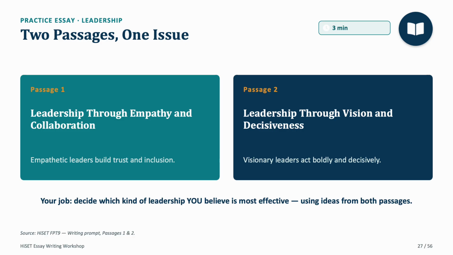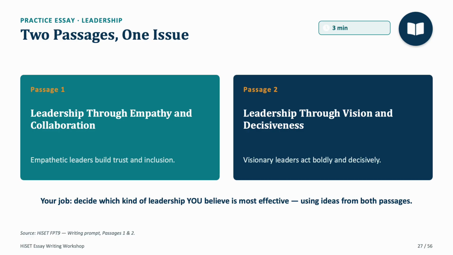Now we've completed our full demonstration. You've seen the process from beginning to end. We read 2 passages. We chose a position. We brainstormed reasons. We wrote an introduction. We added evidence. We explained the evidence. We acknowledged the other side. And we wrote a conclusion, and we used transitions throughout. Now it's your turn to begin practicing that process.